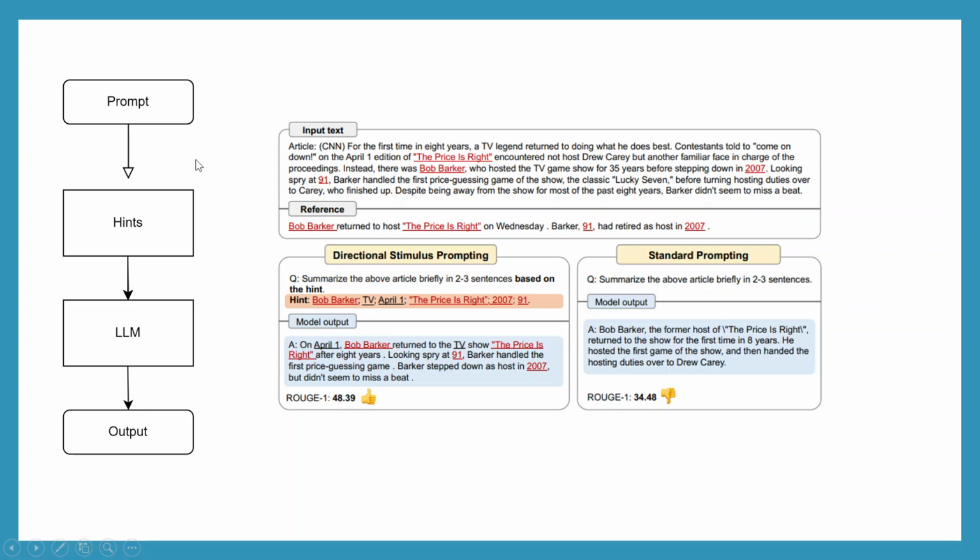In this figure, we can see how DSP prompting works. The prompt along with the hints is fed to the large language model to get the desired output. Now here is a paragraph which we want to summarize. In case of standard prompting, we write, summarize the above article briefly in 2-3 sentences. Now there are chances that we may or may not get the desired output. In case of directional stimulus prompting, along with the prompts, we provide the hints. Summarize the above article briefly in 2-3 sentences based on the hint. So this is the hint, and it will give us the desired output.